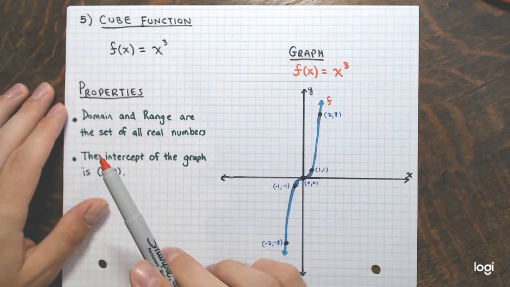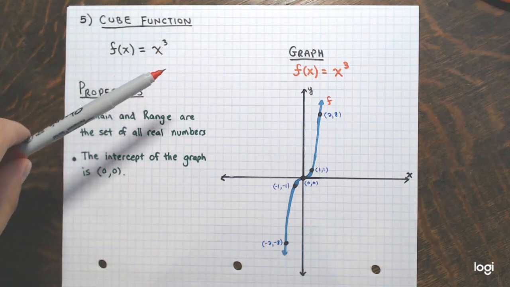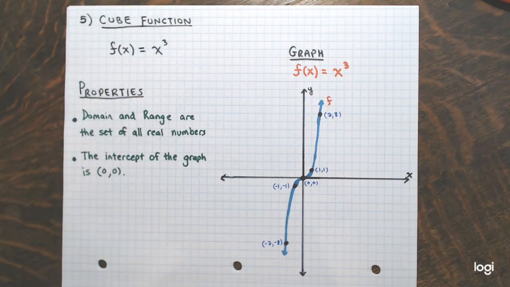The range is also the set of real numbers, because this time, when you cube a number, it can be positive or negative, right? It's not like squaring. 1 cubed is 1 times 1 times 1, which is positive 1. 2 cubed is positive 8, 2 times 2 times 2. 0 cubed is 0, which is neither positive nor negative.